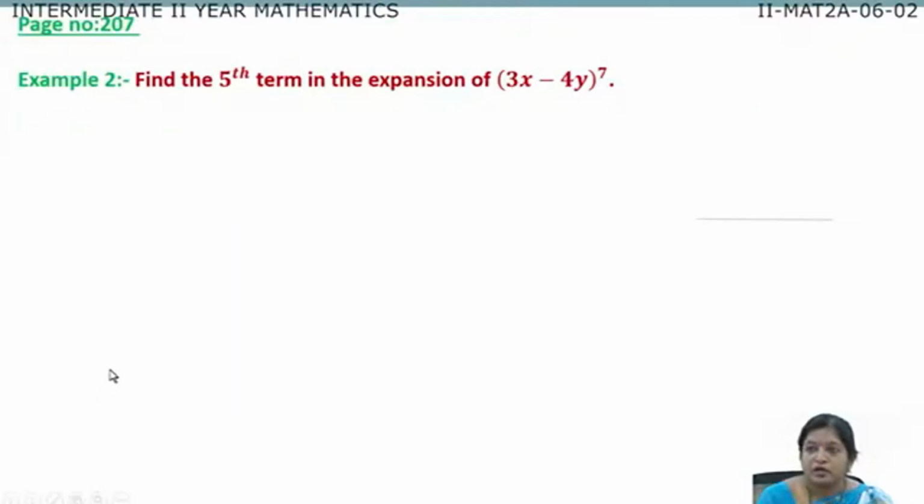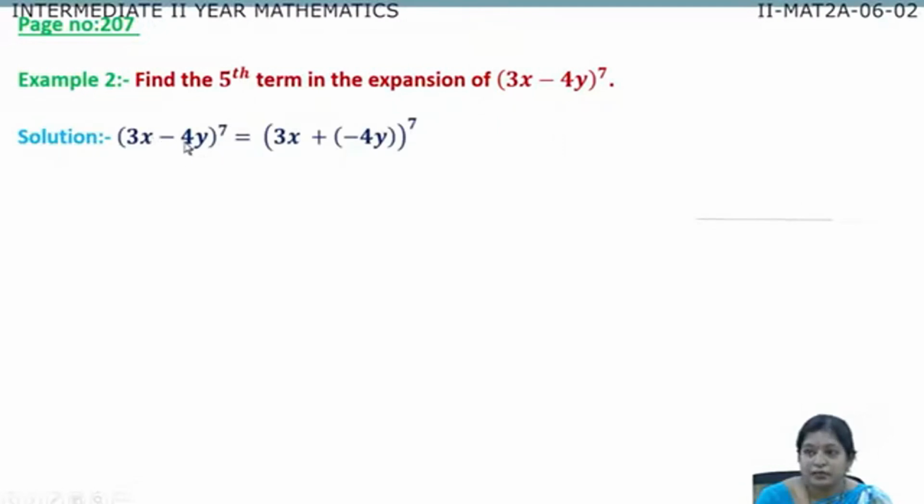Now, we will do one more problem from the example. Page number 207, for Telugu medium, Example 2 before Exercise 6A. Find the fifth term in the expansion of (3x minus 4y) to the power of 7.